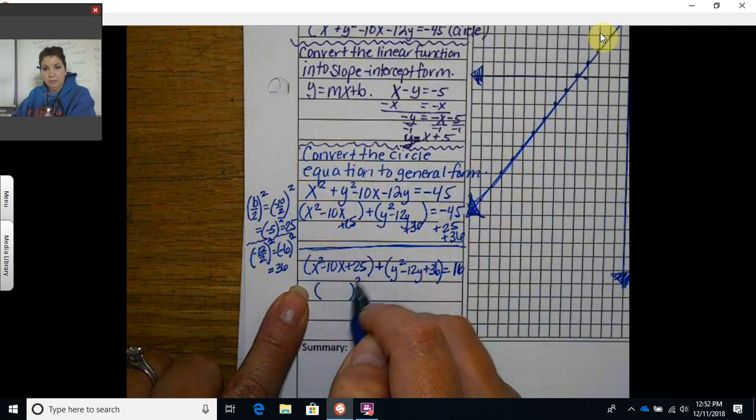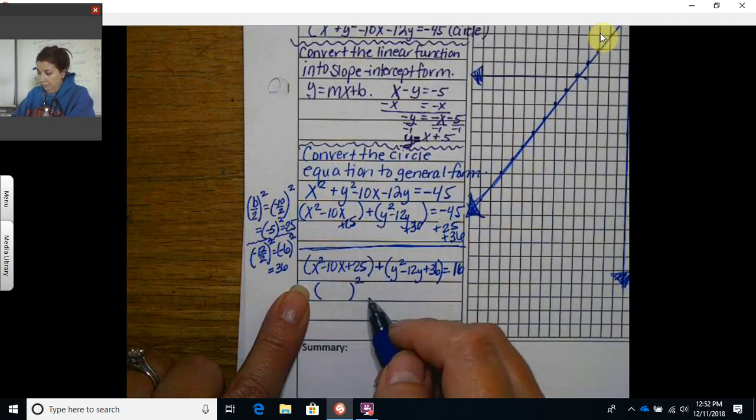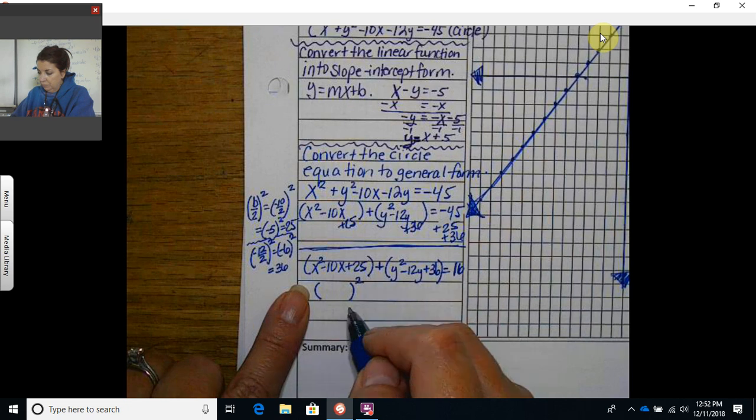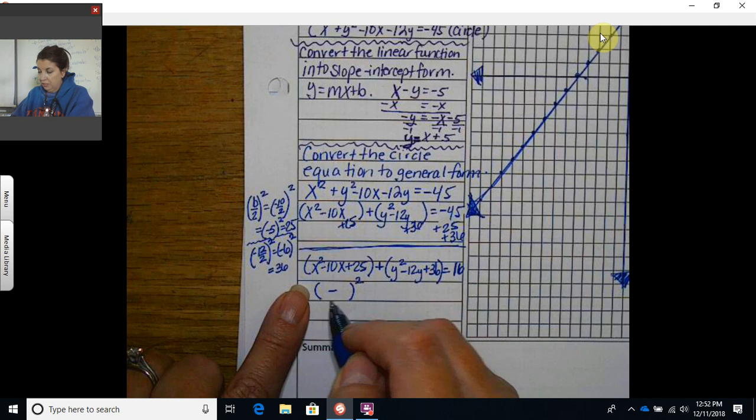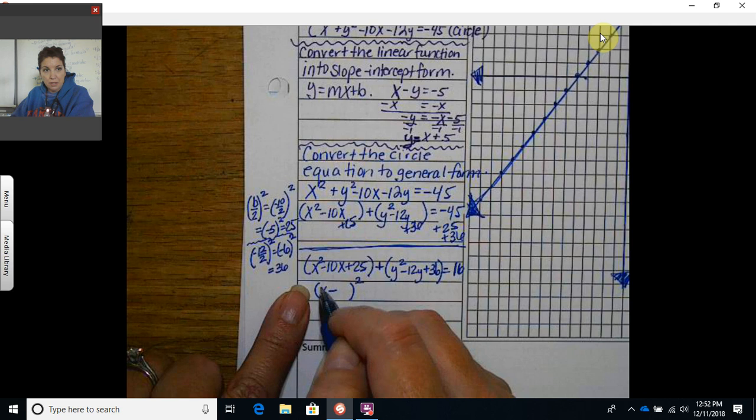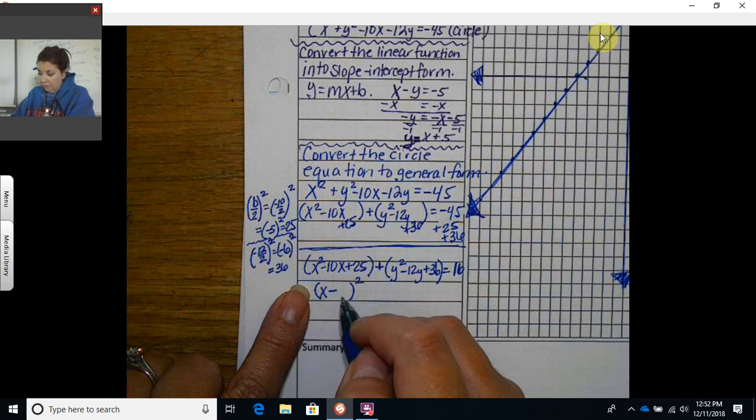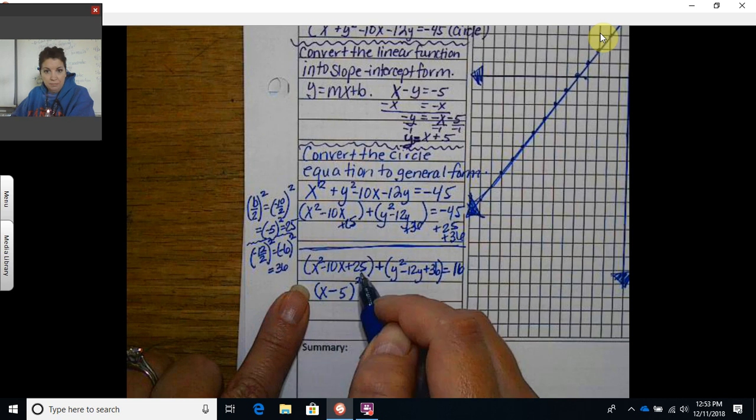What's going to be my sign? Minus. It's whatever b is. What's my first term? X, because it's the square root of the first term. What's my last term? 5, because it's the square root of the last term. Okay? Bring down that plus sign that goes in the middle.